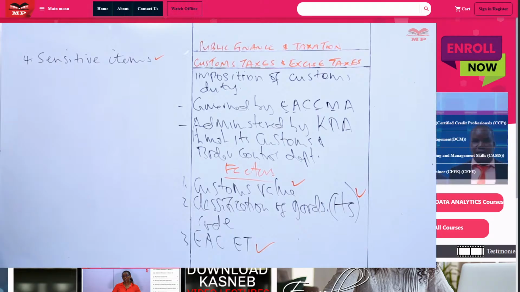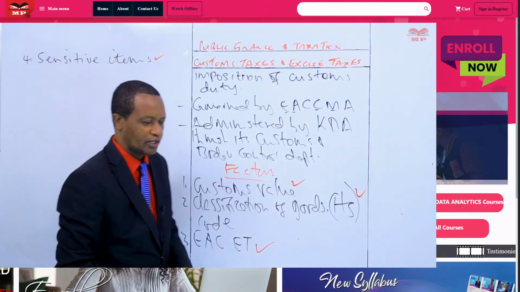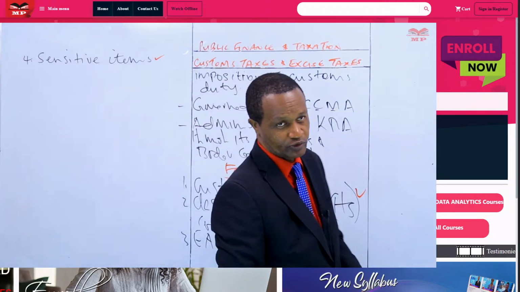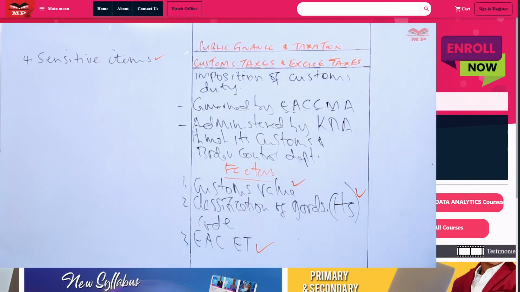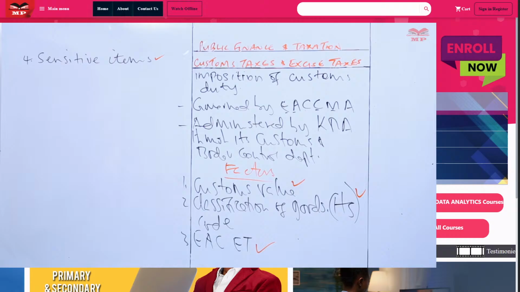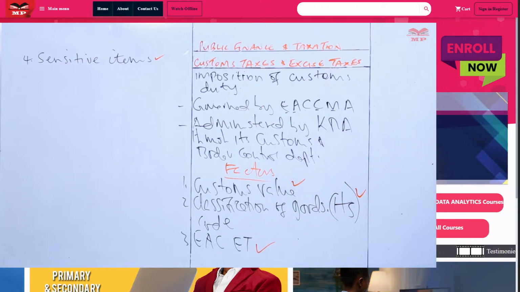So that's the end of the lesson, candidates. In closing the lesson, it's important to appreciate that the imposition of customs duty is primarily governed by the East Africa Community Customs Management Act and administered by Kenya Revenue Authority through its Customs and Border Control Department.